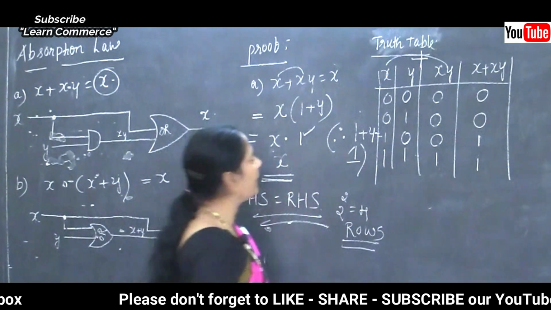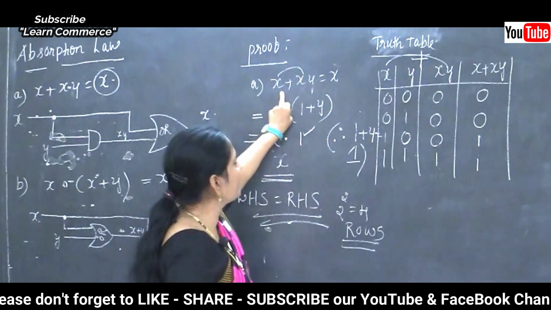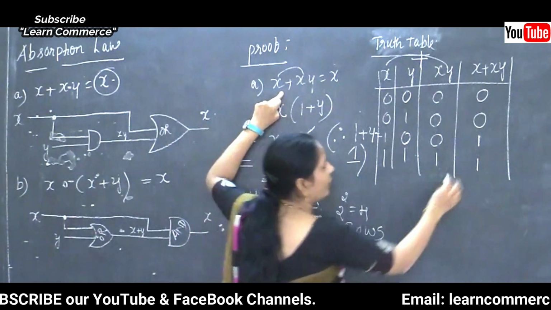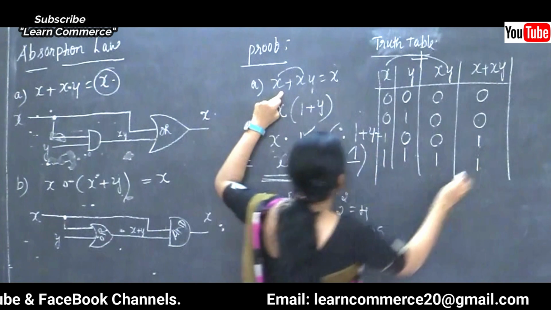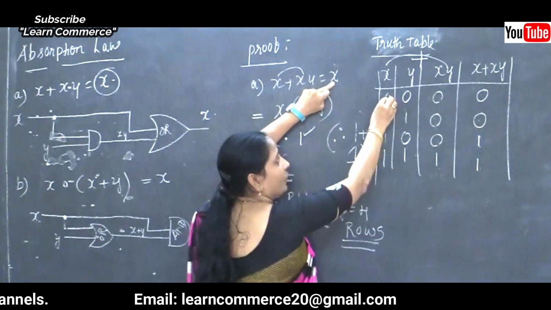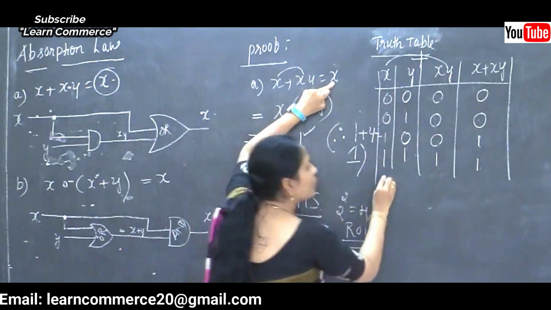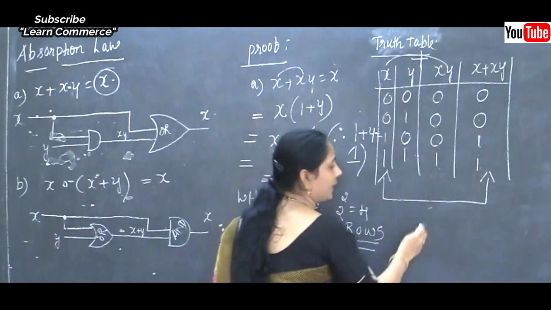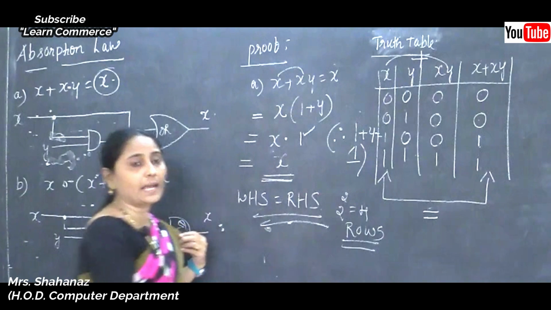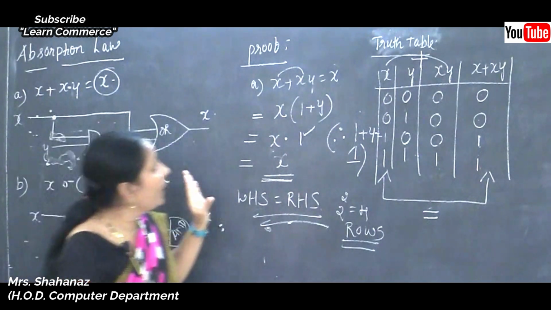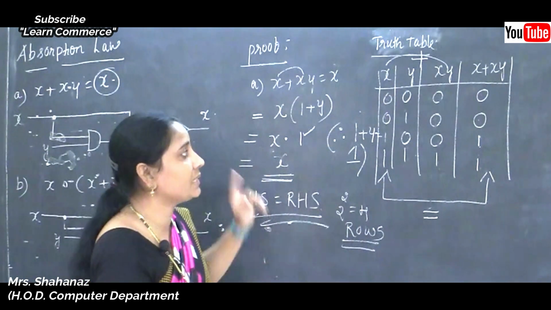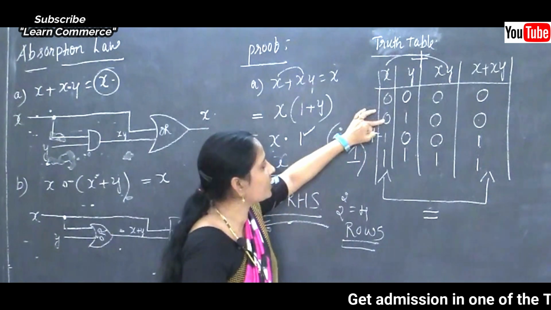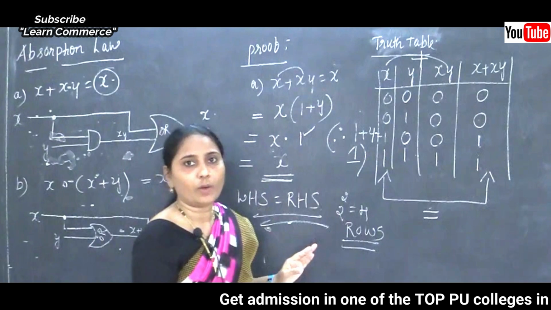So we can say that our first expression, the left hand side expression x plus xy, means the value is 0 0 1 1, and our x value is 0 0 1 1. So both values are equal. Clear this point here, the left hand side is equal to the right hand side. Why? Because in our left hand side the result is 0 0 1 1, and the right hand side x value is also 0 0 1 1.